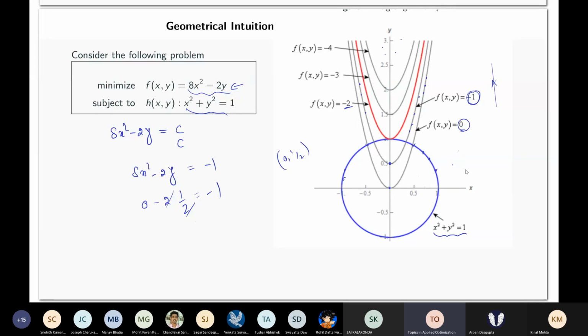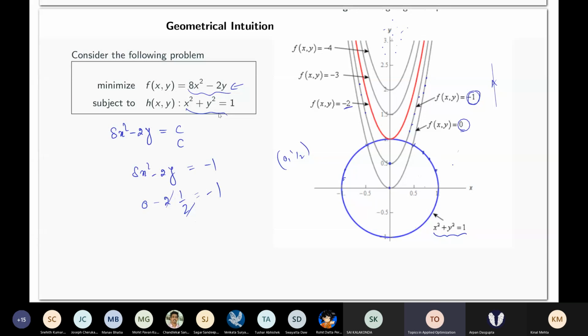Now, it's a simple question for you to answer. How will you move around this circle so that you hit the minimum of this function? As I said, the minimum is in this direction, but you are not allowed to go this direction because those points are not on the circle. You have to stay on the circle. Which point will you choose such that the function value is the minimum and you are on the circle?